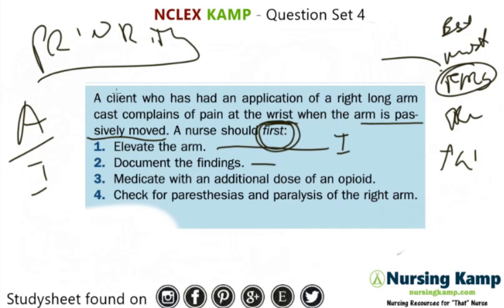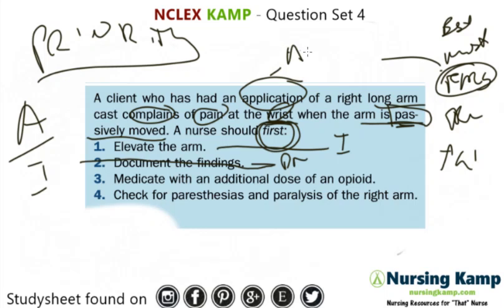In priority questions, we generally just don't do nothing. And the reason we don't do nothing, here's the issue. Patient has an application of a long arm cast. He's complaining of pain at the wrist whenever it's moved passively. That makes it acute. So NCLEX is not going to give me a problem and say, hey, document, do nothing. So we get rid of that.